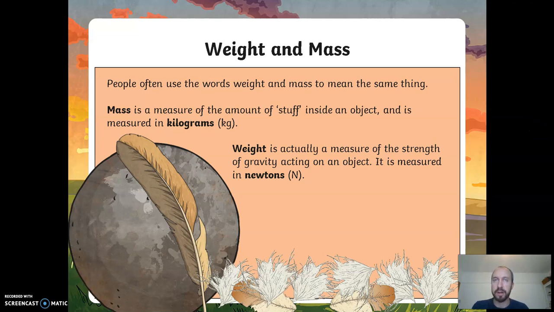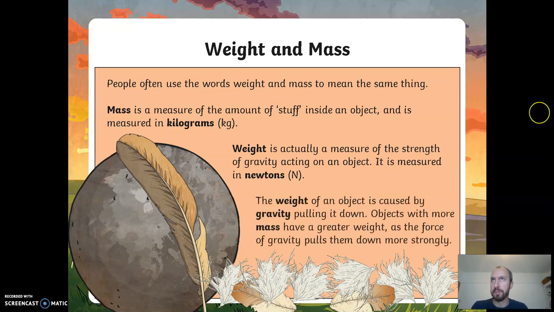Now, if we were in school, we'd do an experiment with a Newton meter, which you hang things off, and it tells you how many newtons are acting upon it. But we can't really do that, so I've cut that bit out. We will do an experiment later in the week. The weight of an object is caused by the gravity pulling it down. Objects of more mass have a greater weight, as the force of gravity pulls them down more strongly.